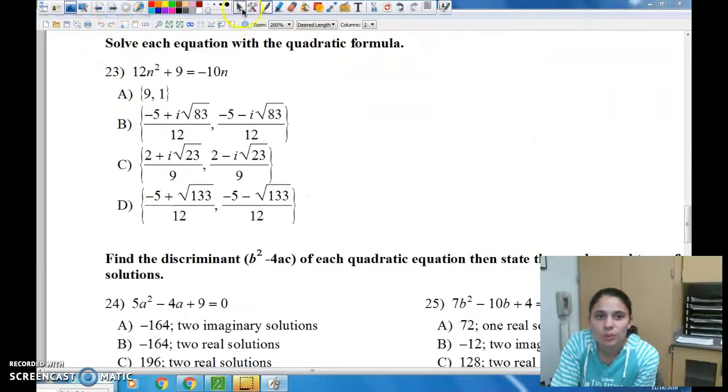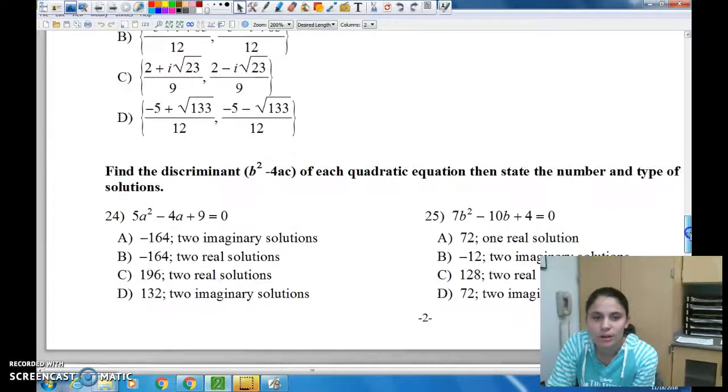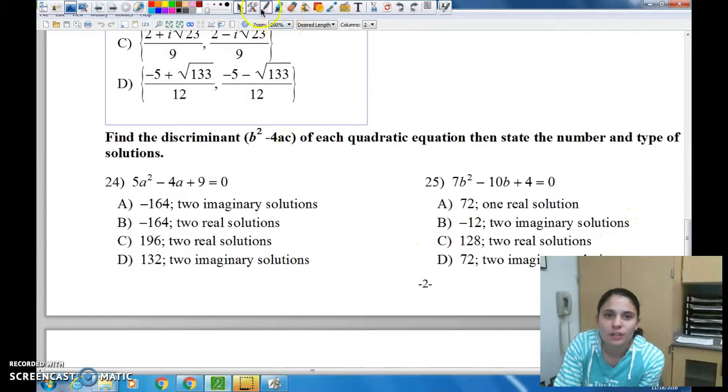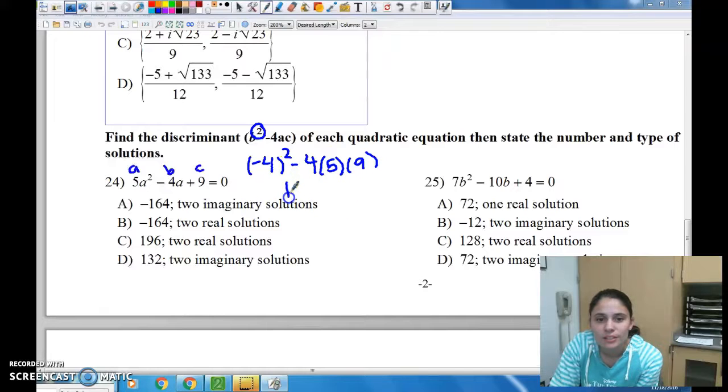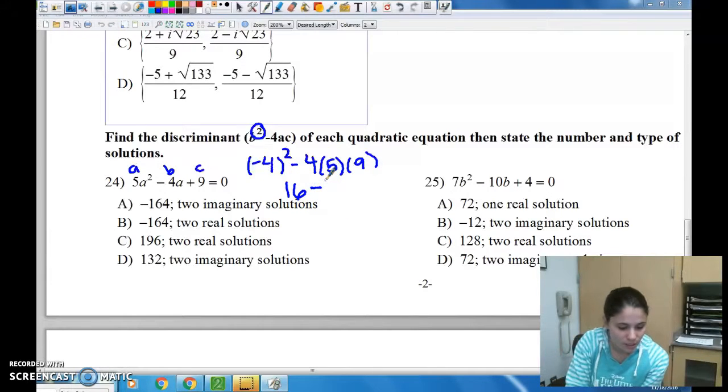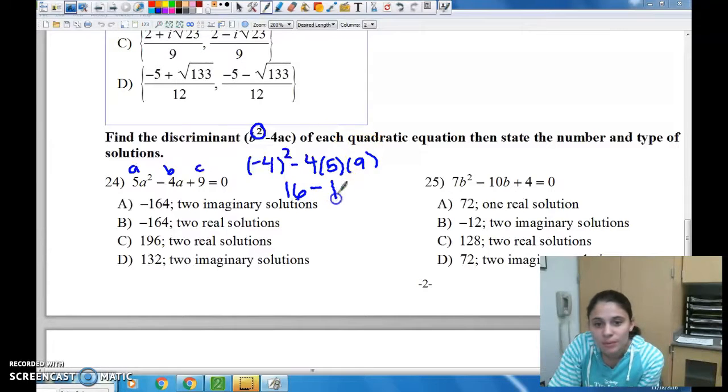Okay, we're down to our last two problems for the second part of your review, 24 and 25, and we're finding the discriminant. Notice on your review, this 2 is missing, so make sure you add it in if you haven't already. So b squared minus 4ac, this is a, b, and c. So I have a negative 4 squared minus 4 times 5 times 9, which is 16 minus 4 times 5 times 9, which is 180. 16 minus 180 is a negative 164.